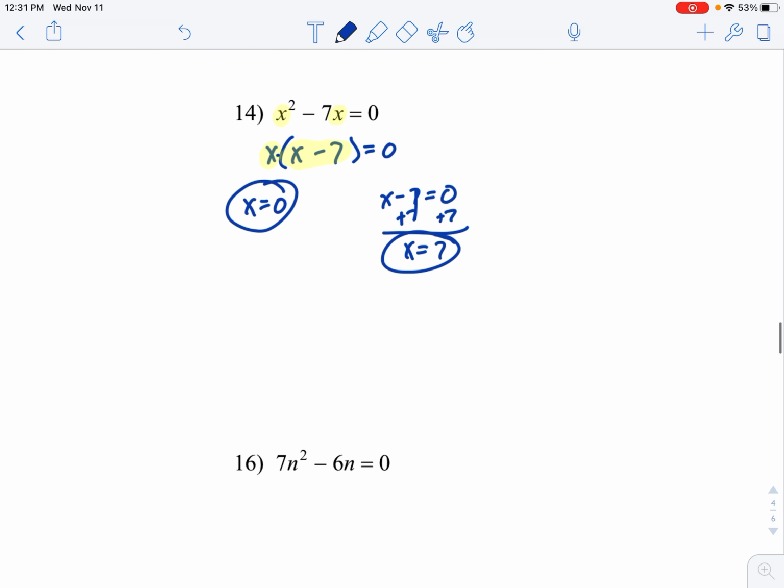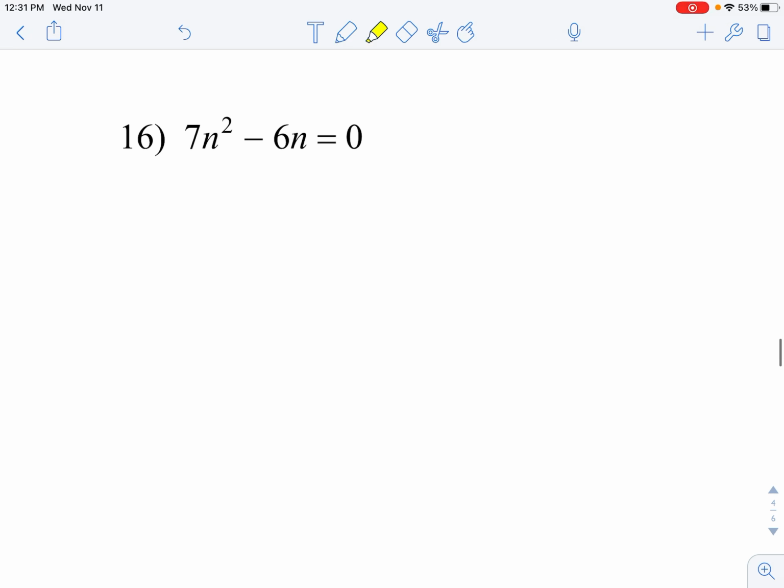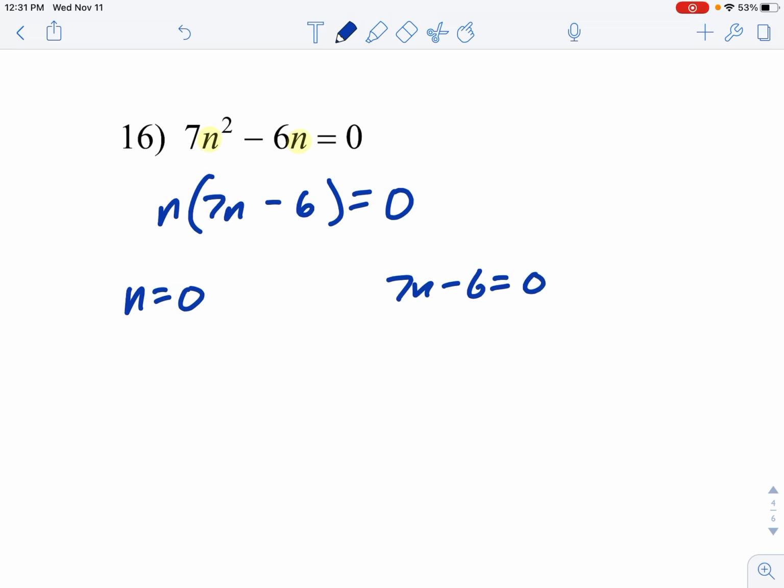Number 16, kind of the same thing, just extra practice. Both terms have the variable n, so you factor out an n. If you factor it out, you're left with 7n minus 6. Set each factor equal to 0, and then solve them.